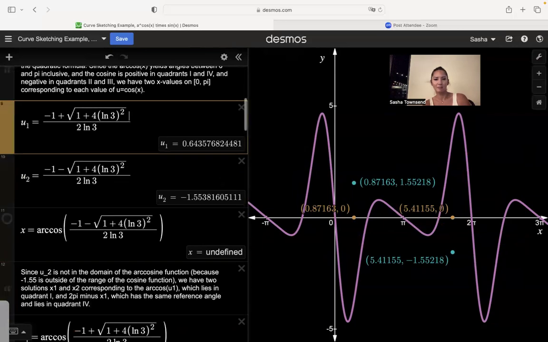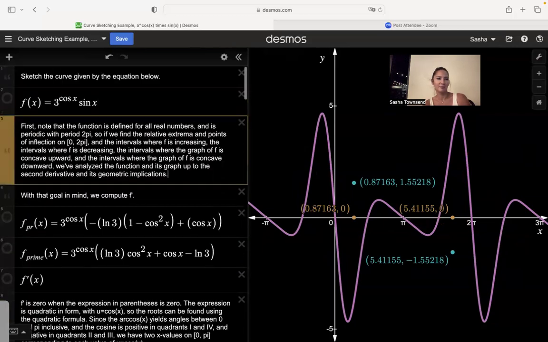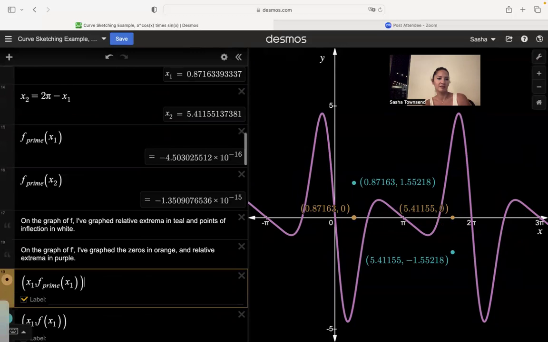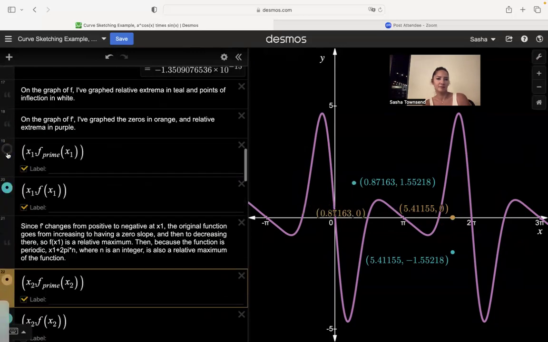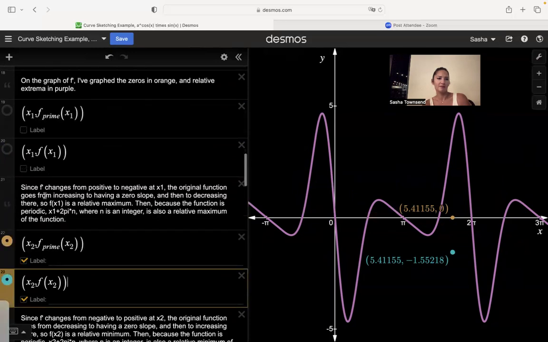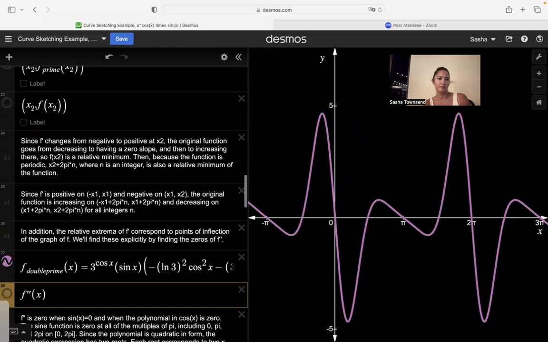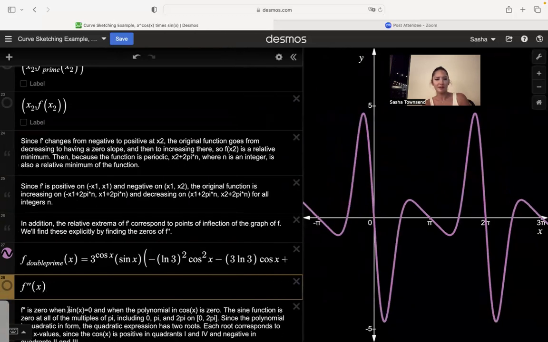And I still got some points plotted from before. So relative extrema of f, values of f prime as well. So I'm going to get rid of those real quick. But that's my f double prime. And then if I have Desmos graph f double prime, we see it's the same thing. So my graph and Desmos graph are the same.